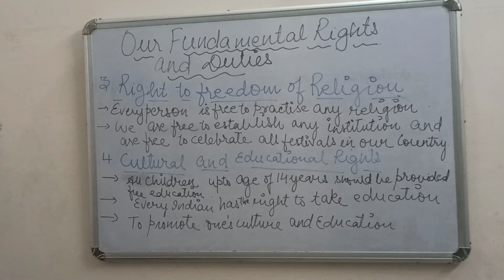And when we talk about the educational rights, all children up to the age of 14 years should be provided free education. So the government has different policies or programs for the children of India. Many people in villages are not interested that their children should get the education, or they want that their children should indulge in the same kind of profession which they are doing. So in that case, for the basic education till the age of 14 years, the government has made it compulsory that they should get the education properly.